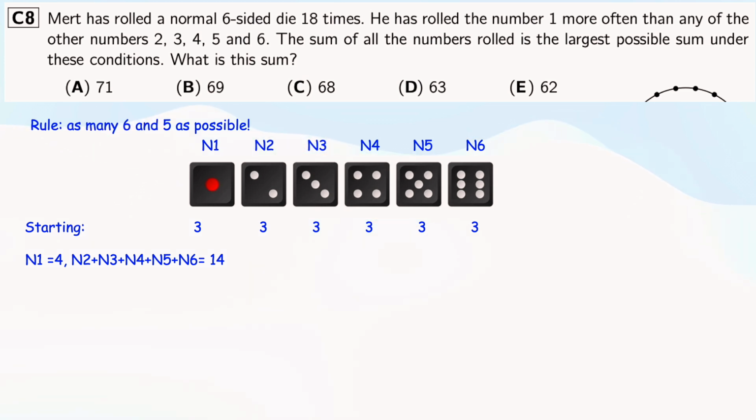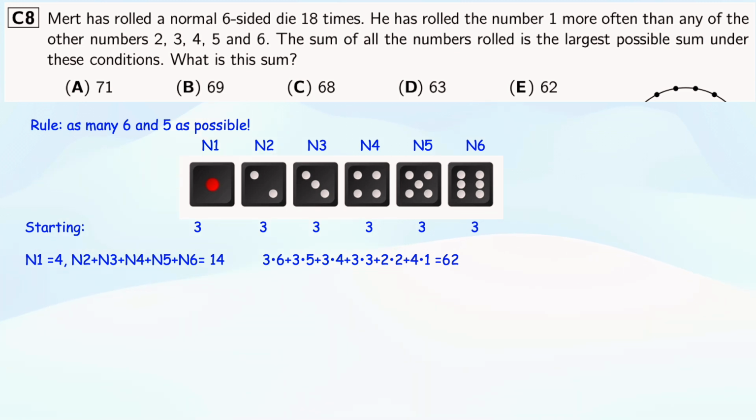Since n1 is equal to 4, the sum of n2, n3, n4, n5, and n6 is 14, so 18 minus 4. Let's look at the maximum possible numbers. We have 3 times 6, 3 times 5, 3 times 4, 3 times 3, and 2 times 2. That's in total 14 times, plus the 4 times 1. So the result is 62.